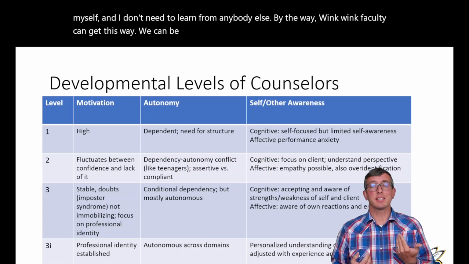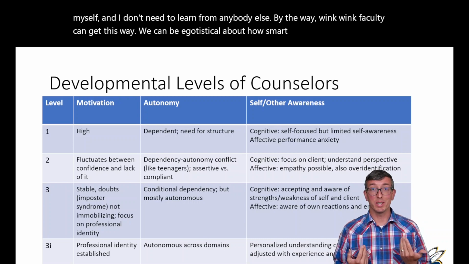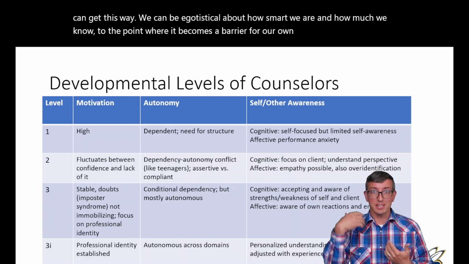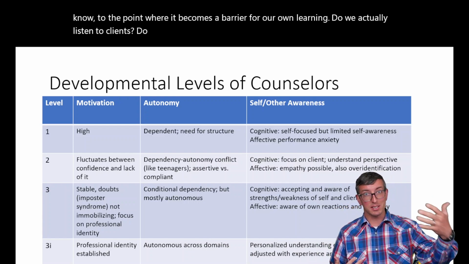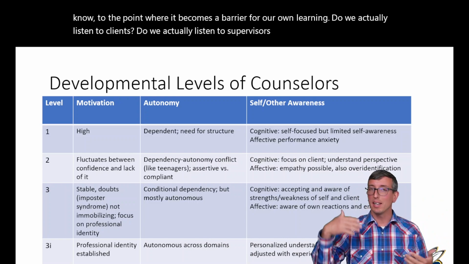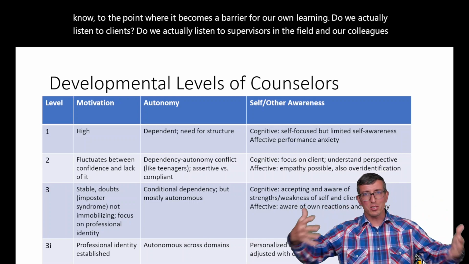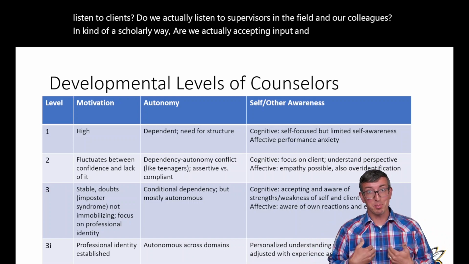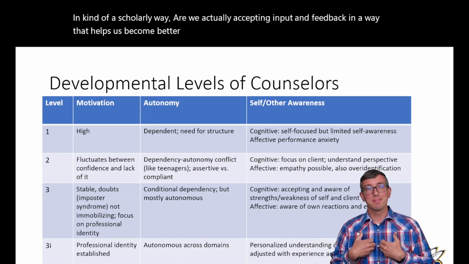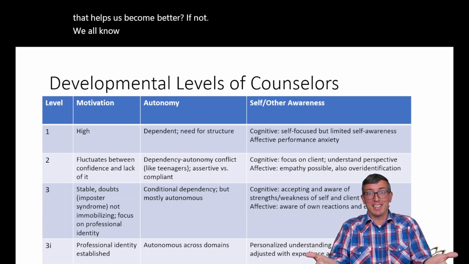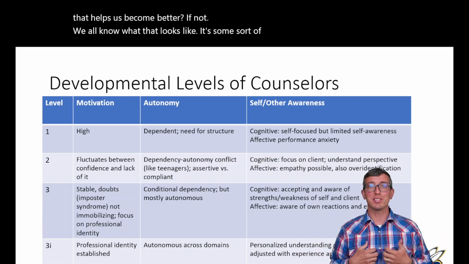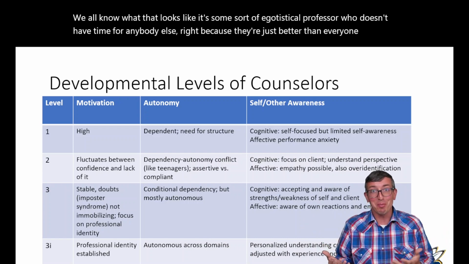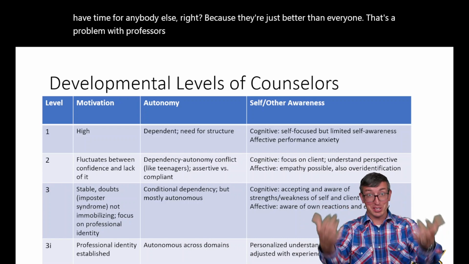We can be egotistical about how smart we are and how much we know to the point where it becomes a barrier for our own learning. Do we actually listen to clients? Do we actually listen to supervisors in the field and our colleagues in a scholarly way? Are we actually accepting input and feedback in a way that helps us become better? If not, we all know what that looks like. It's some sort of egotistical professor who doesn't have time for anybody else, right? Because they're just better than everyone. That's a problem with professors, with supervisors as well.